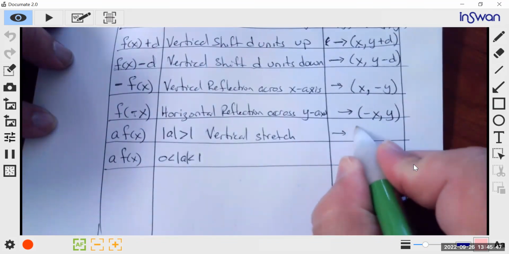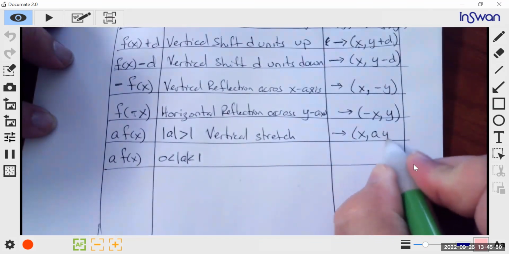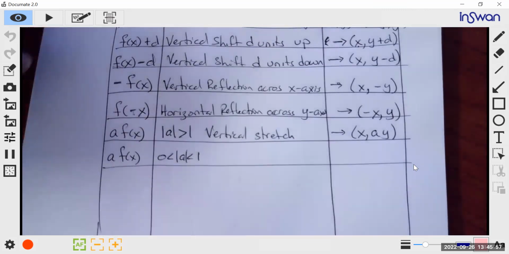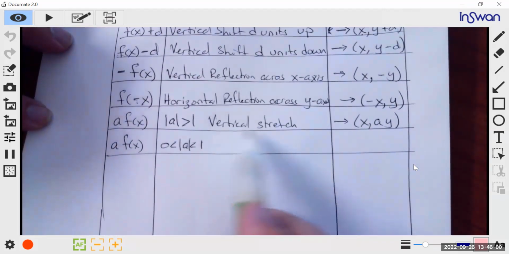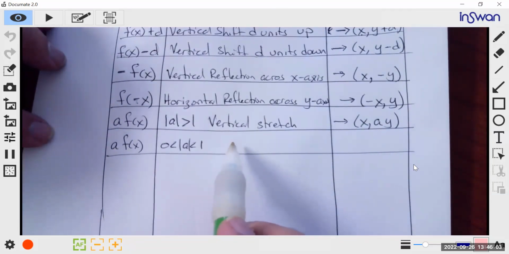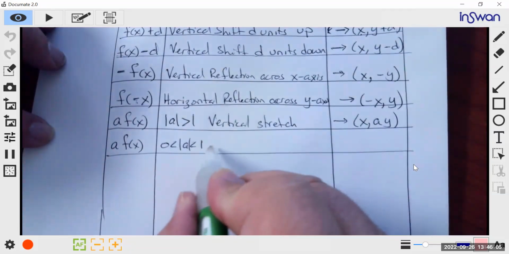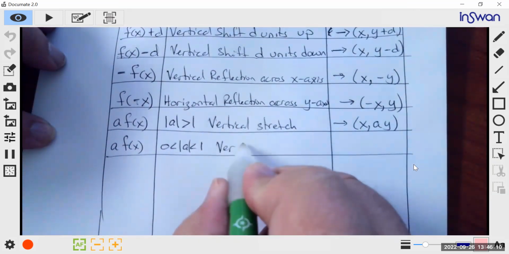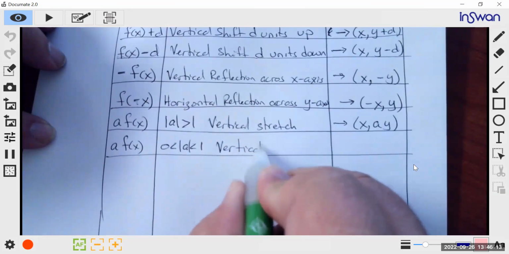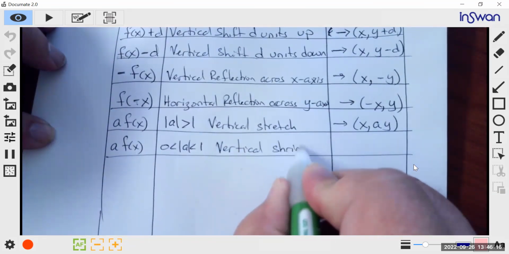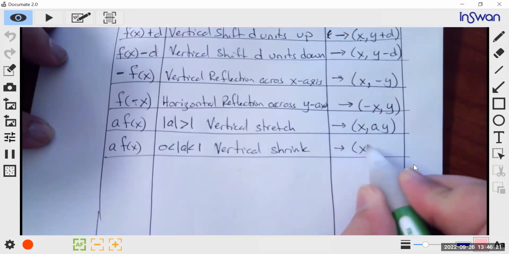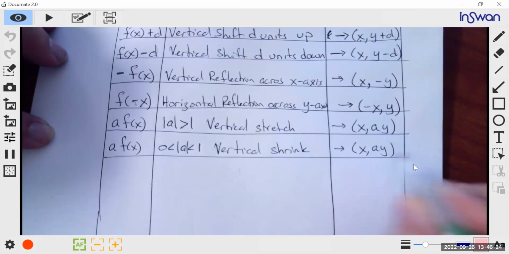And the only thing that changes there is you multiply the coefficient to the y value. So if that's a vertical stretch, what is this next one? No, it's a vertical, it happens outside. Yeah, it's a vertical shrink, right? Again, all it's going to do is whatever the a value is, you multiply it to the y value.